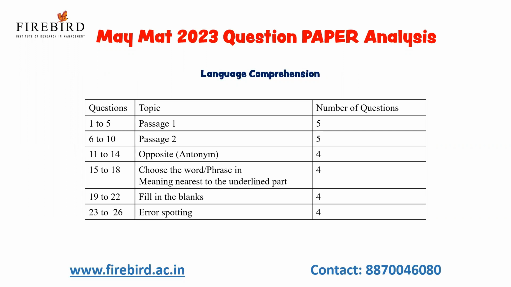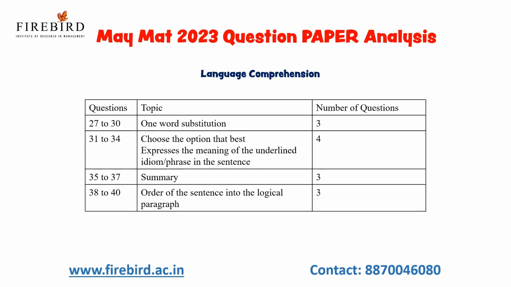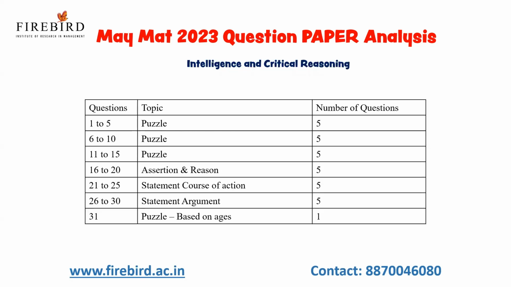Choose a word or phrase in meaning nearest to the underlined part, 4 questions. Fill in the blanks, 4 questions. Error spotting, 4 questions. One word substitution, 3 questions. Choose the option that best expresses the meaning of the underlined idiom or phrase in the sentence, 4 questions. And summary type questions, 3. And logical paragraph, here framing logical paragraph, 3 questions. In total, 40 questions were asked from language comprehension.